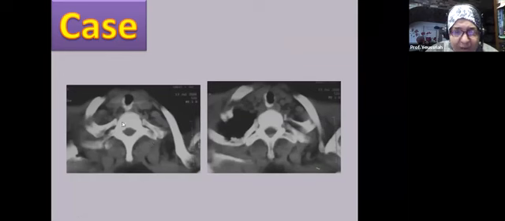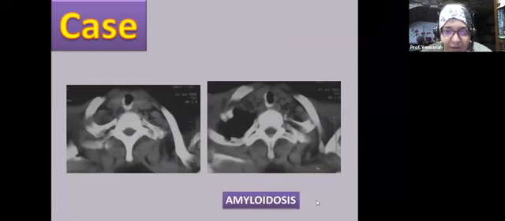Now what we see here, there is again calcification and thickening and irregularity of the wall, but it involves the posterior membrane. The posterior membrane is not cartilaginous, okay? It is membranous. The lesion that affects this structure with calcification is actually amyloidosis.